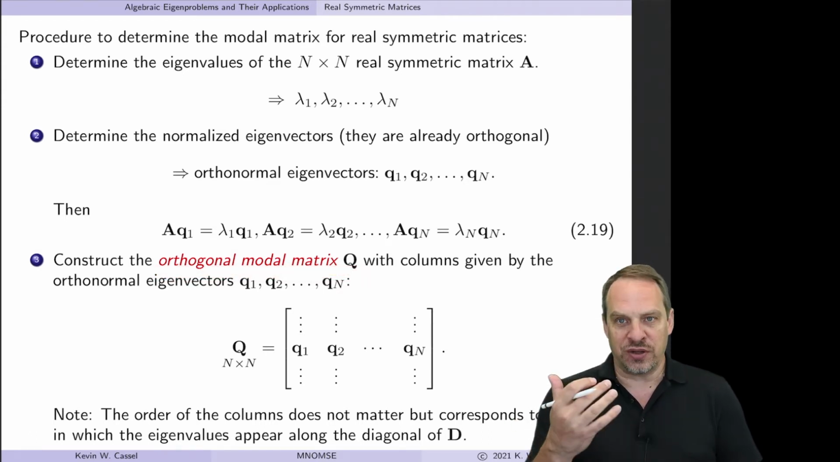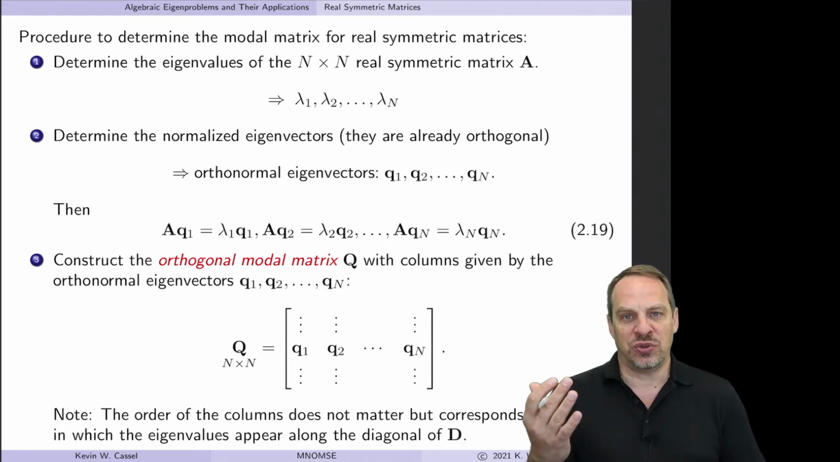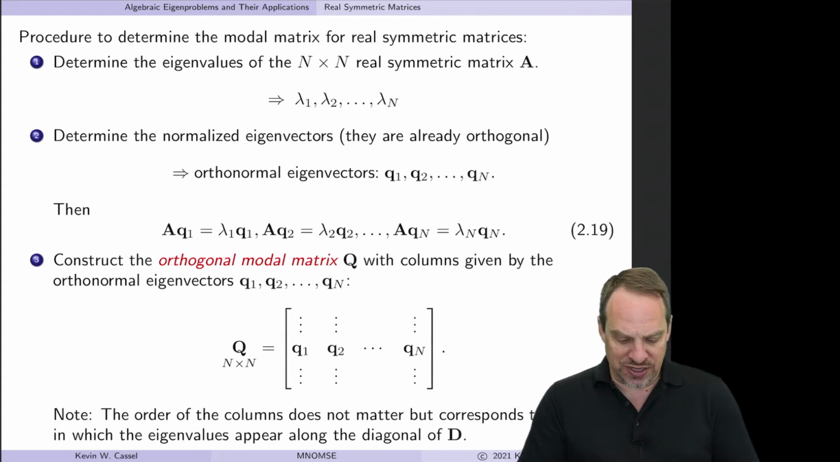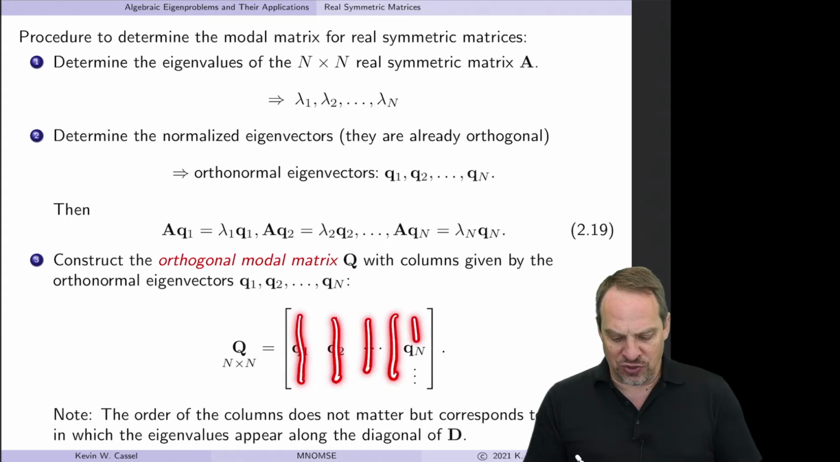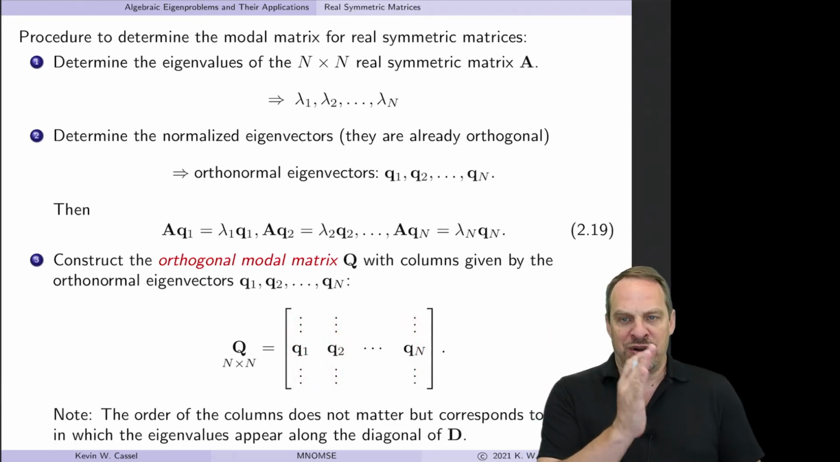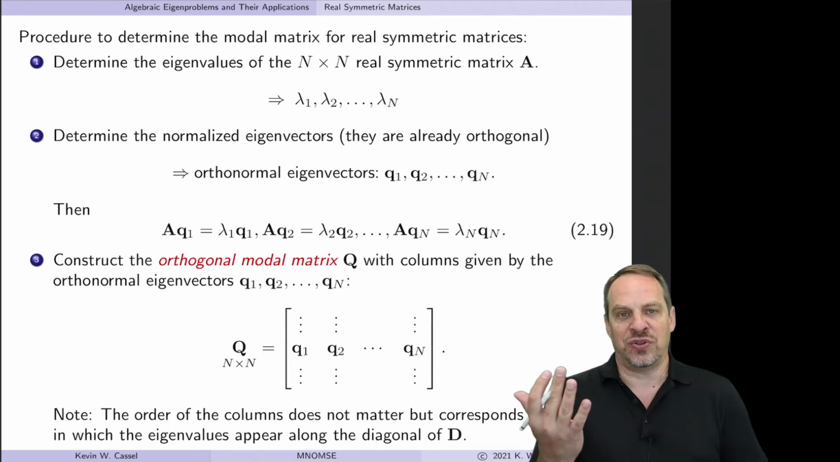It is an orthogonal matrix, so it has this property that its transpose equals its inverse, as well as some other properties that we'll talk about in the next section. So we simply form Q, which is n by n, same size as A, by putting in as the columns the orthonormal eigenvectors of A. So Q1 in the first column, Q2 in the second, through Qn. The order doesn't matter in the sense that it's still an orthogonal matrix.